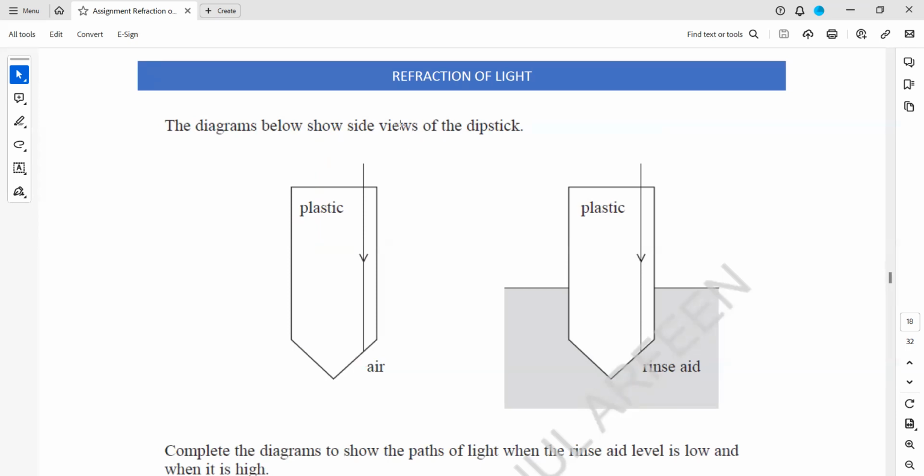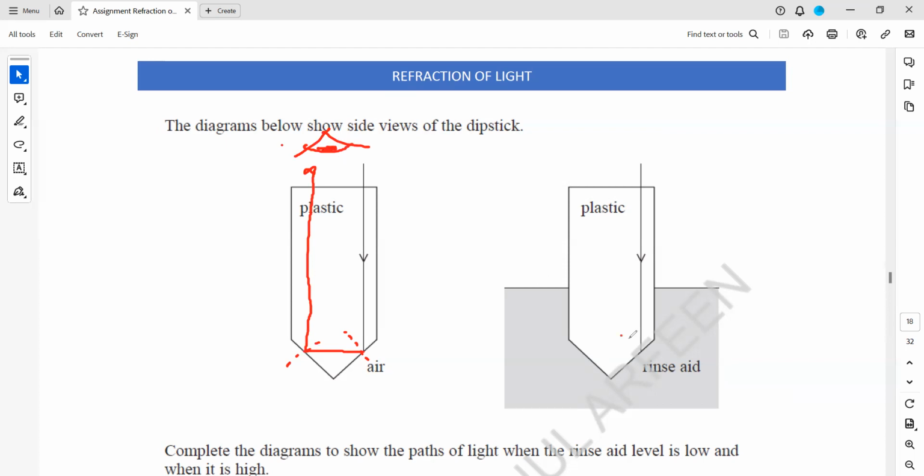This is a dipstick. When the tank is empty, the dipstick is surrounded by air. When it is surrounded by air, when the light strikes, the light will undergo total reflection and return back. So when it returns back, you will see the light. It appears brighter.